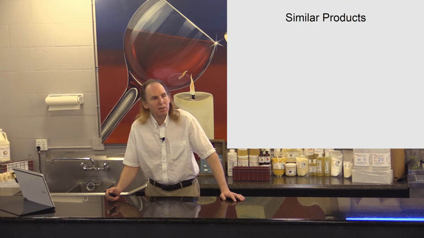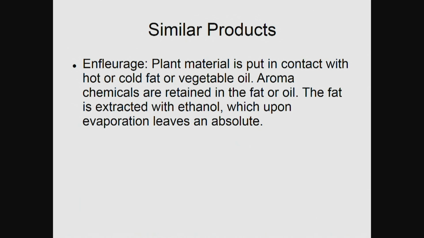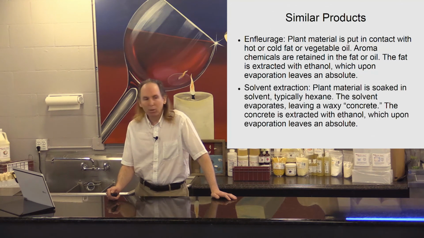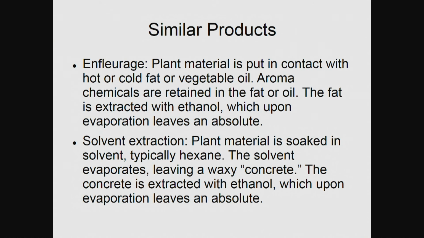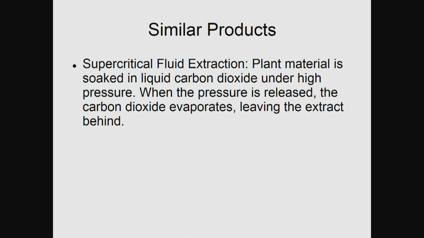There are similar things that are not essential oils, but they're related. So an enfleurage is you take plant material and soak it in something like vegetable oil, and then you extract it with ethanol, and then boil the ethanol away, and what's left behind is an absolute. You can also have solvent extraction, where you use something like hexane to extract the volatile materials. The hexane evaporates, leaving behind an absolute. And finally, there's supercritical fluid extraction, where you soak the plant material in liquid carbon dioxide at high pressure. When you release the pressure, the carbon dioxide all evaporates and it leaves behind the extract.